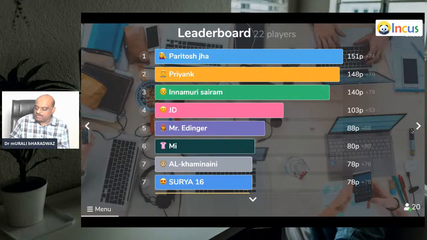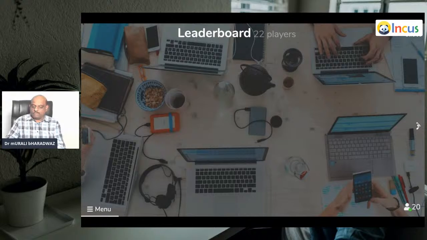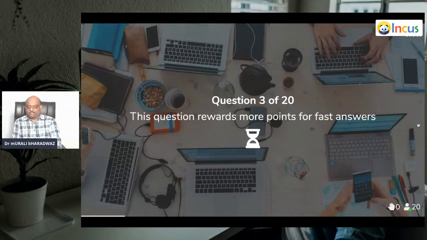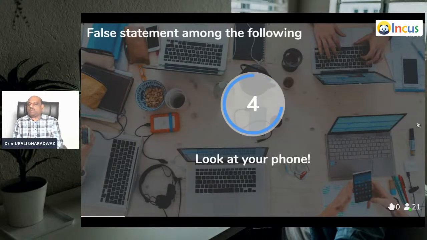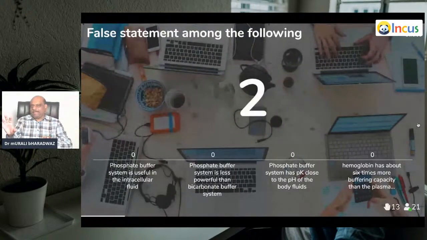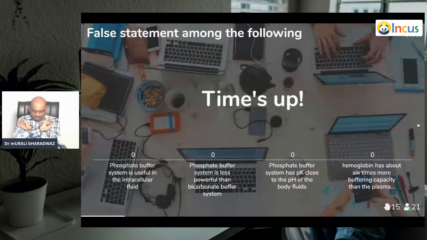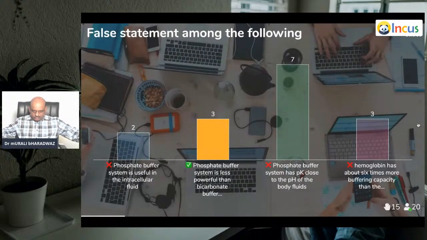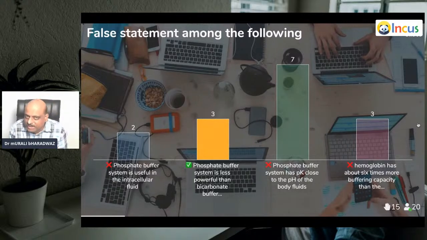So now, doctor, the next question. Question number 3. What is the wrong statement out of all this? Especially acid-base disturbances, the phosphate buffer, protein buffer, bicarbonate buffer, what are their pK values? Everything you should know, doctor. Only 3 of you correctly answered. You see how commonly students make mistakes in physiology on the acid-base disturbances.